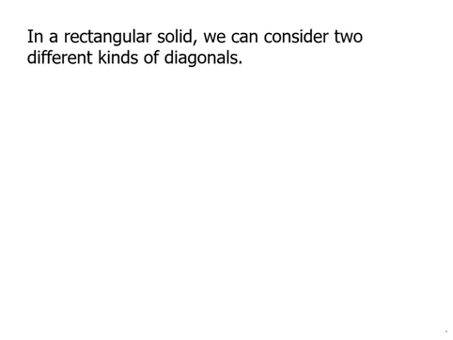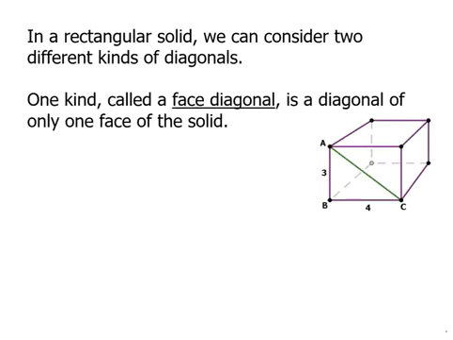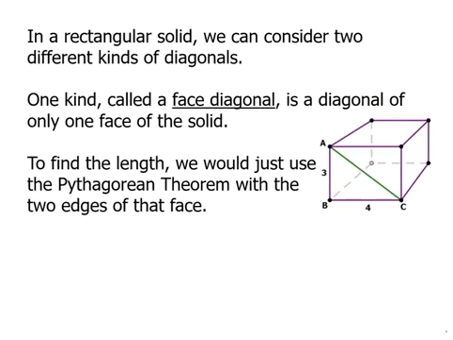In rectangular solids, we can consider 2 different kinds of diagonals. One kind, called a face diagonal, is the diagonal along only one face of the solid. So for example, on the front rectangle, we have this line AC, and of course we see legs of 3 and 4, so we know it's a 3, 4, 5 triangle. We could just use the Pythagorean theorem, so AC equals 5. And so that is just connecting across one face. It's still on the outside of the rectangular solid.